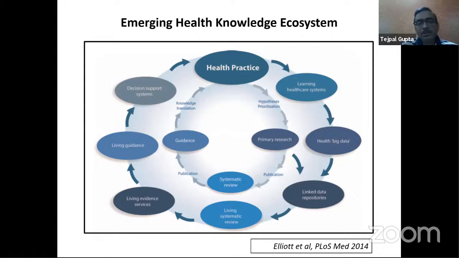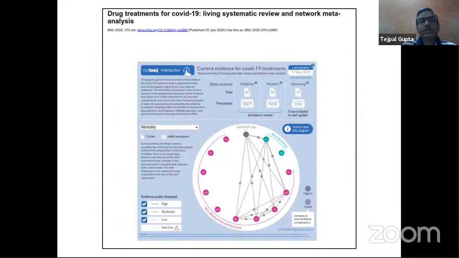And as I said, initially the living systematic review was proposed in 2014, but it has come a long way and has become quite popular during the COVID-19 pandemic. This is just an example of living systematic review and network meta-analysis. This is the last update as of 17th December 2020. And this was initially published in July 2017, and every month is being updated by the BMJ. So the COVID-19 has actually brought living systematic reviews and network meta-analysis right to the forefront of medical research.